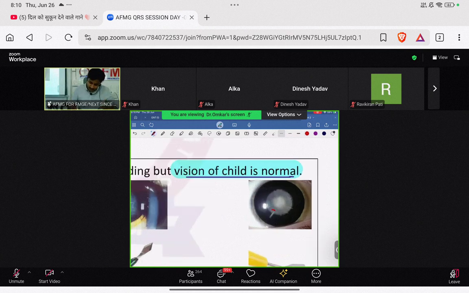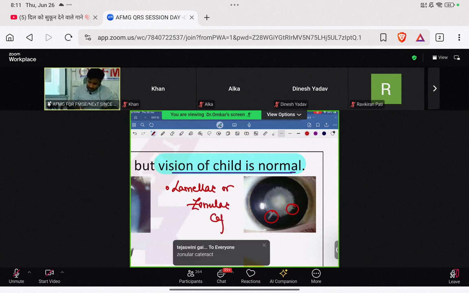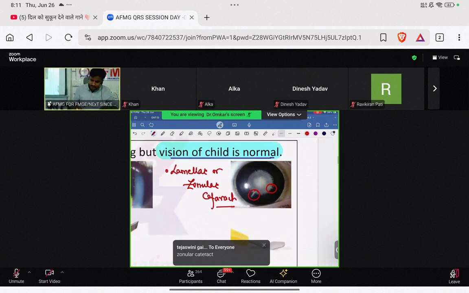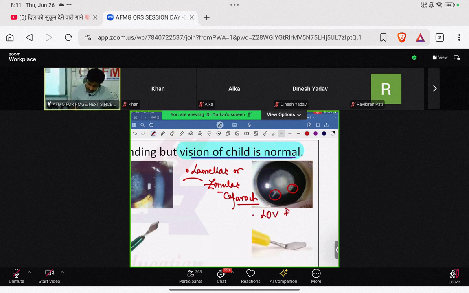अब यहाँ पे क्या दिख रहा है? There is opacification of the suspensory ligaments of zonules बेटा. And whenever there is opacification of suspensory ligament of zonule, the patient is going to have a lamellar or a zonular cataract. Please tell me बेटा, in lamellar or zonular cataract, do we have vision loss? तो याद रखना बेटा, whenever the patient will have a lamellar or zonular cataract, loss of vision, LOV याद रखना इससे आगे, LOV is nothing else but loss of vision is always present बेटा.